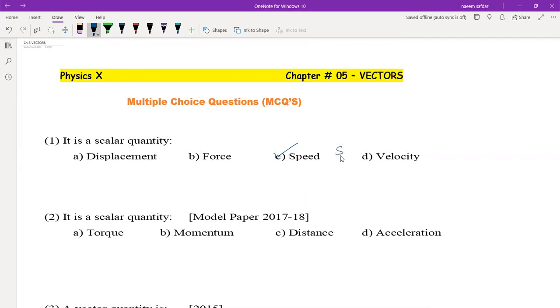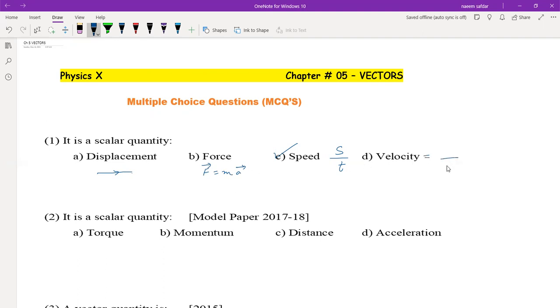Speed is the rate of change of distance. Displacement is a distance between 2 points in a particular direction. So displacement is a vector quantity. Force is the product of mass and acceleration. Acceleration is a vector quantity, so force is also a vector quantity.